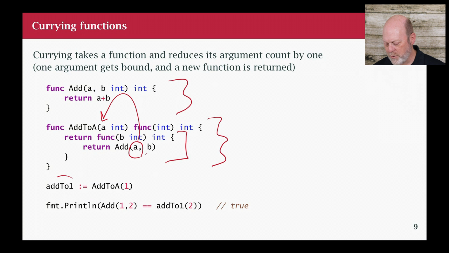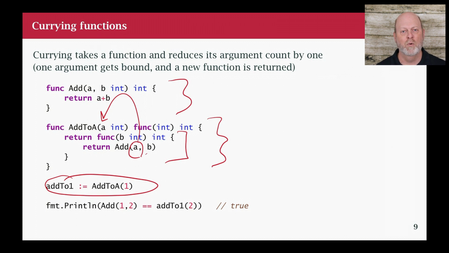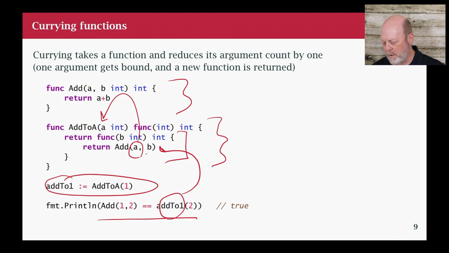If I create a function addTo1 by calling addToA with the value of 1, I get a function where whatever I pass in is being added to the number 1. So this thing is true: if I add 1 and 2 and get 3, that's the same as calling addTo1 with the parameter 2. I don't need to pass the 1 in because the 1 was bound into my function. Again, the technical term for this is currying.